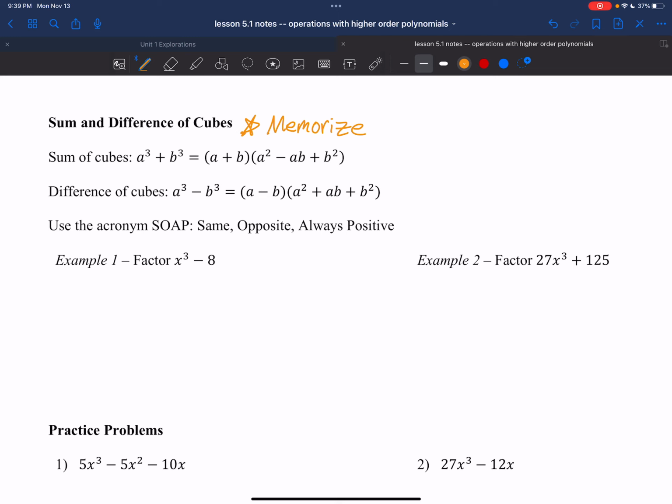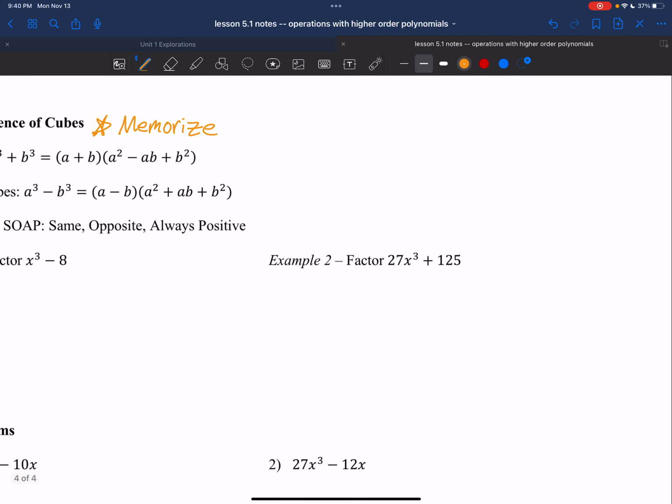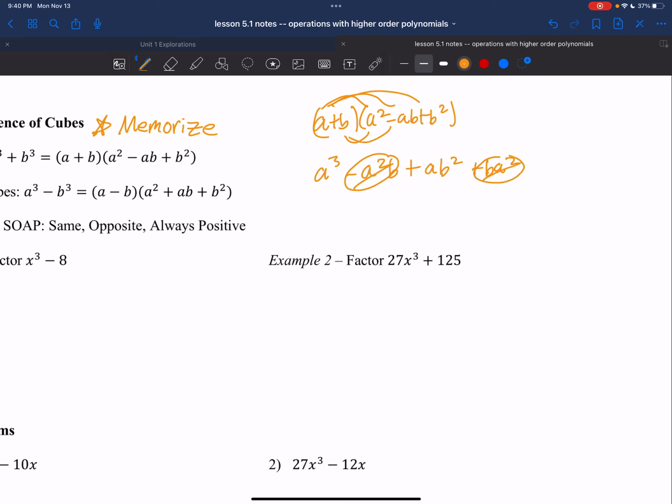So, the sum of cubes identity, I'll just show it to you. Here's a plus b times a squared minus ab plus b squared. If you multiply all of this out, a times a is just a cubed, and then that's minus a squared b, and then that's plus ab squared, and then this is plus ba squared, which cancels out with the first term. And then this is minus ab squared, which cancels out with this term. And then b times b is b cubed. Hey, look, everything canceled, but I'm left with a cubed plus b cubed.